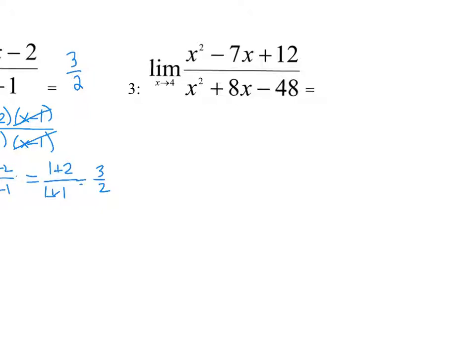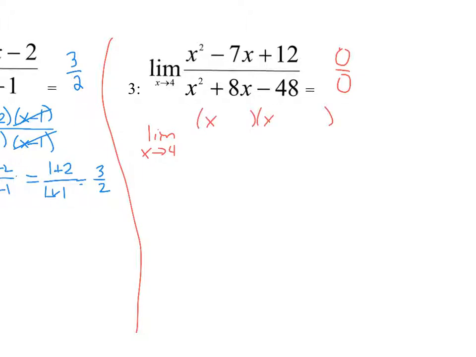All right, let's look at number 3. Again, if you plug in 4, we have 16 plus 12, which is 28, minus 7 times 4, which is 28, so that's 0. And on the bottom, you get 16 minus 8 times 4, which is 32, which is 48. 48 minus 48 is 0. So this is another one of those 0 over 0 ones. So we're going to try to factor it. Again, this is not a very challenging factoring problem. So we have x and x. Two numbers that multiply to 12 and add to negative 7 are negative 4 and negative 3.